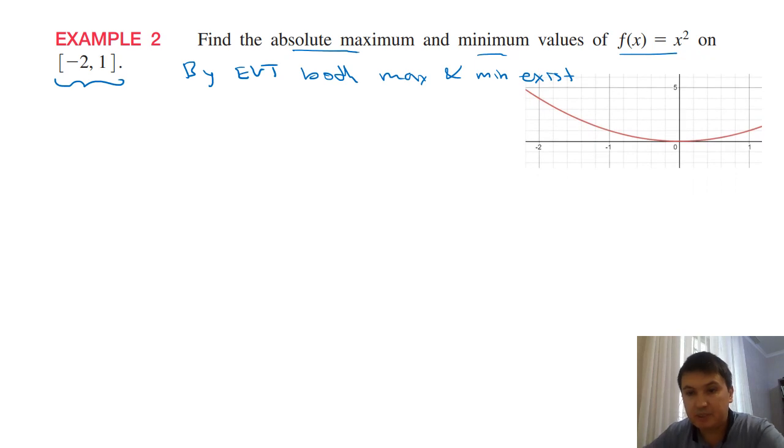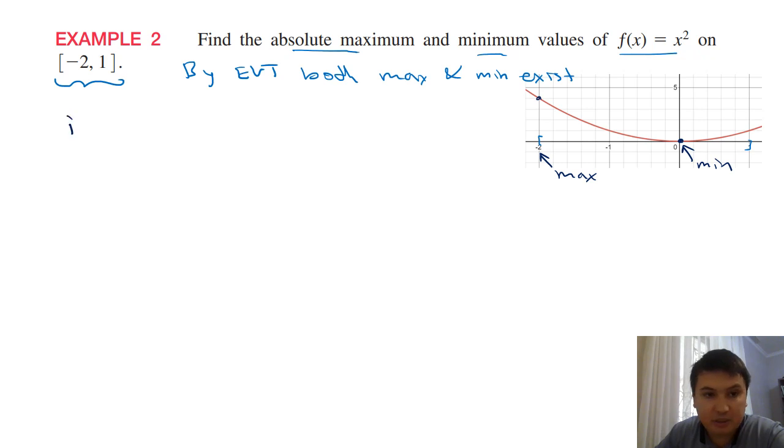Here's the graph, right? So here's my -2, here's my 1. So what do we see? Well, from the picture it's evident that 0 is going to be my minimum, and -2 is going to be my maximum. So let's carry out the steps that we discussed in the previous slide and see whether we can really find these 2 points without looking at the graph, right?